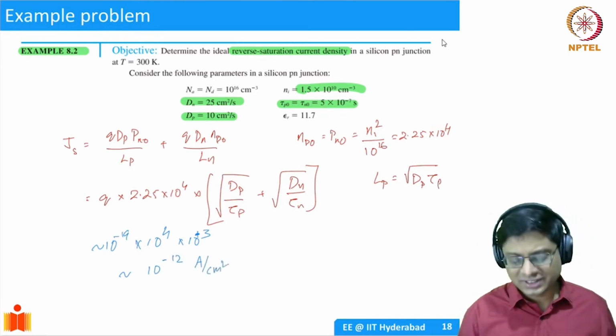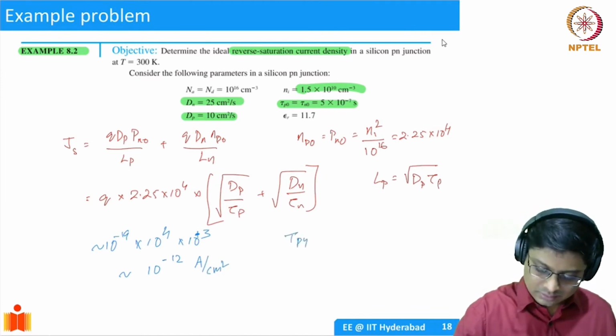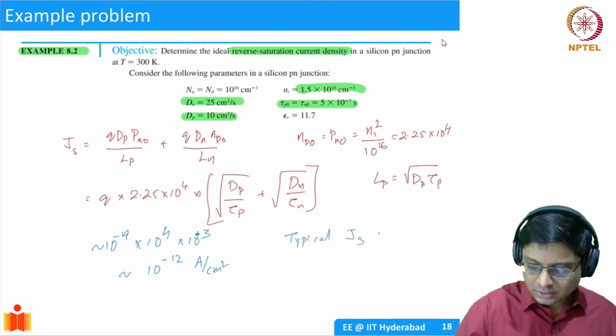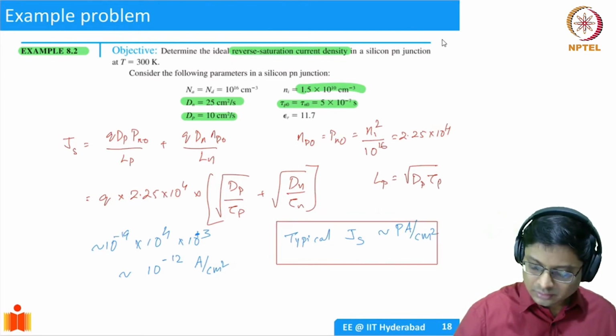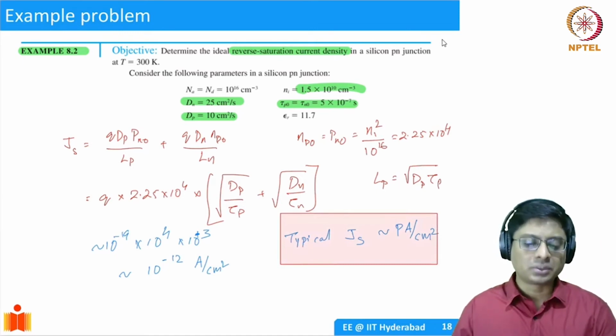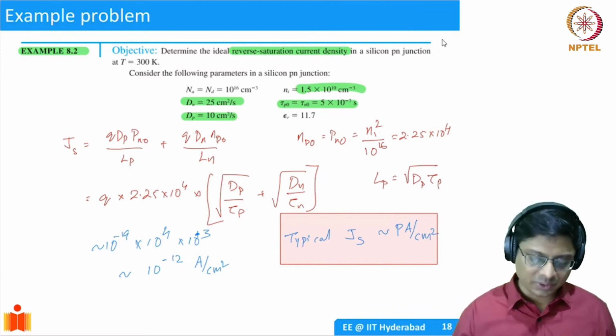So always remember this is a typical number. Saturation current densities, Js, are typically of the order of picoamps per centimeter square. This is per unit area, please remember that. We are looking at the cross section. Okay, so this is how you can calculate. Please make sure that you put in some effort and try to calculate these numbers. It's going to be useful for you.